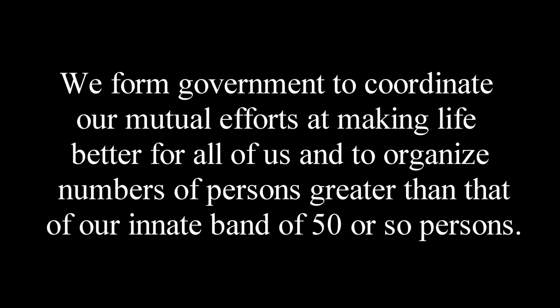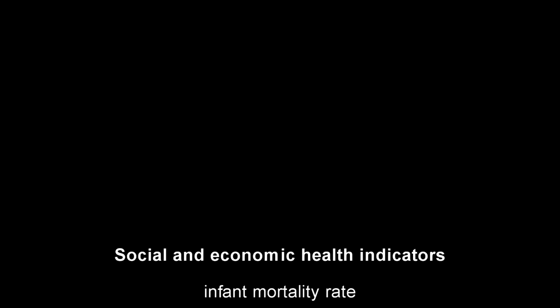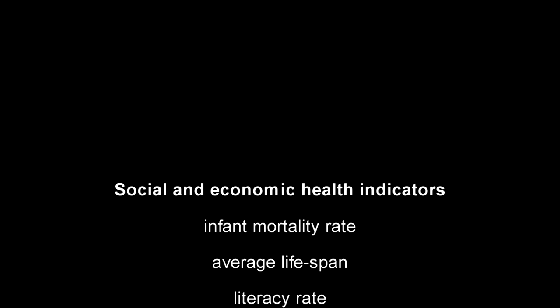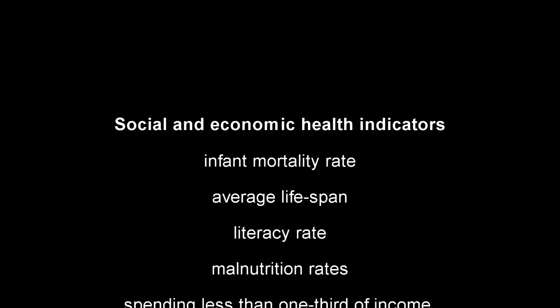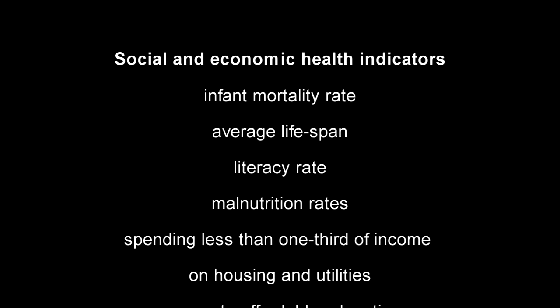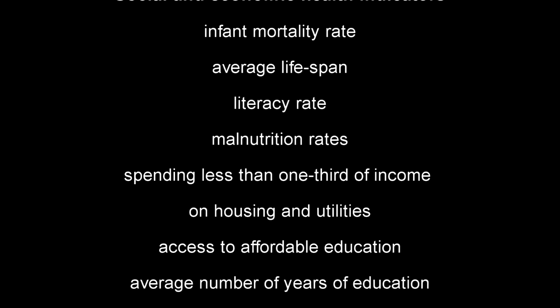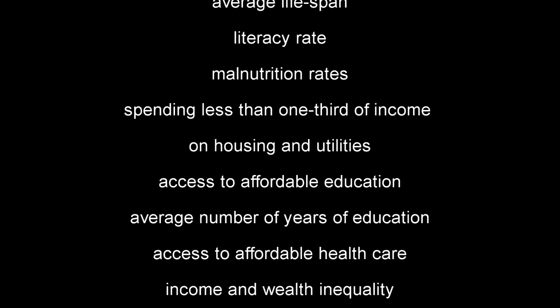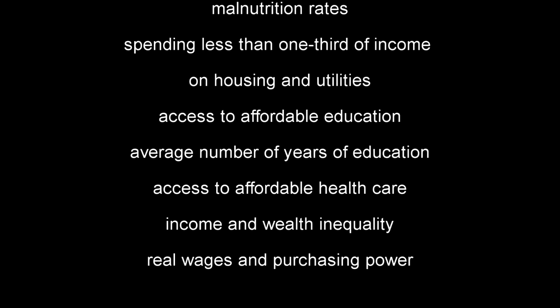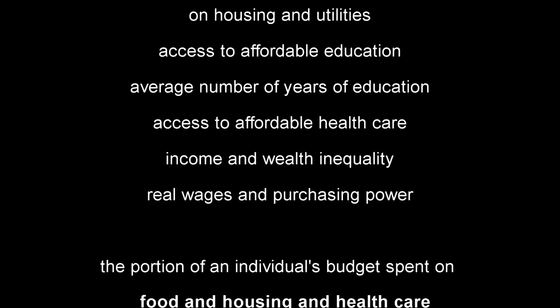We form government to coordinate our mutual efforts at making life better for all of us, and to organize numbers of persons greater than that of our innate band of 50 or so persons. To form a quick characterization of how well a government is performing in recent decades for its citizens, look at some social and economic health indicators. These things measure the success of a government in promoting the well-being of its citizens.